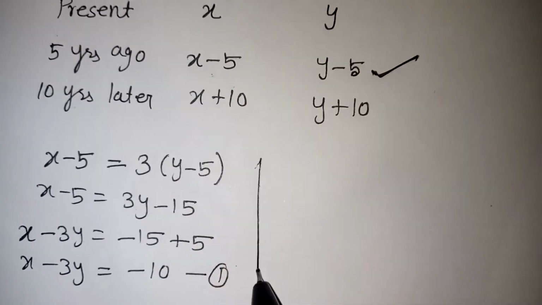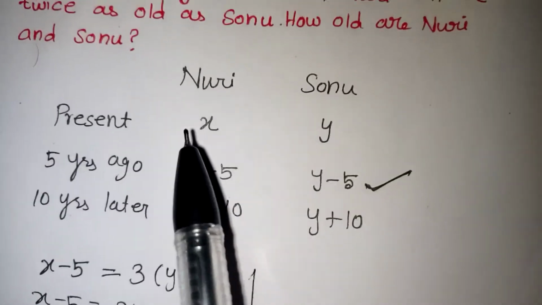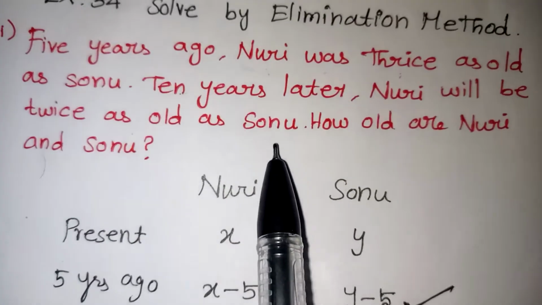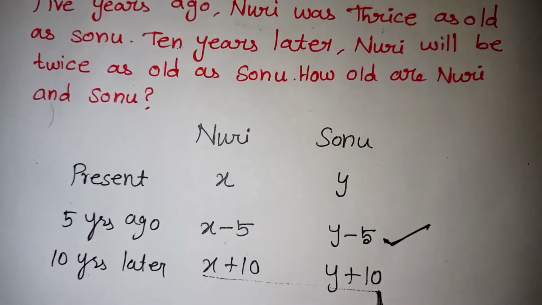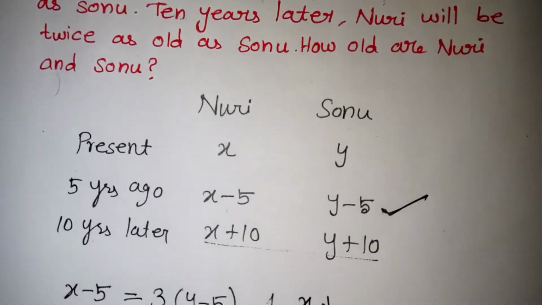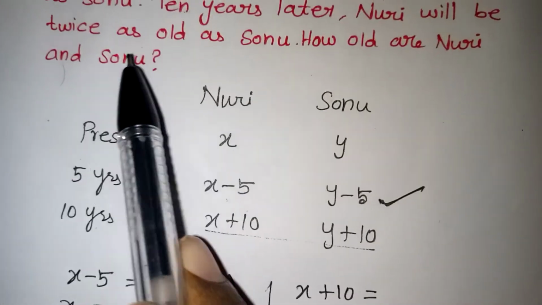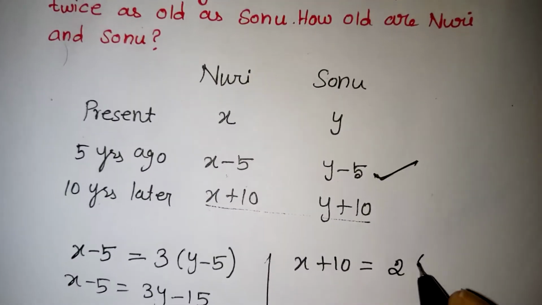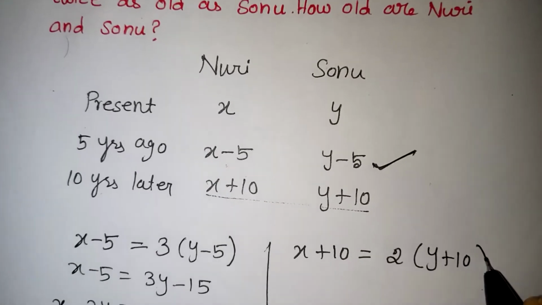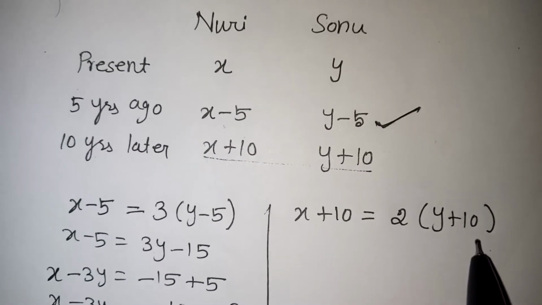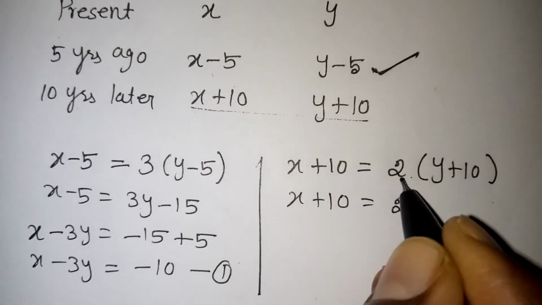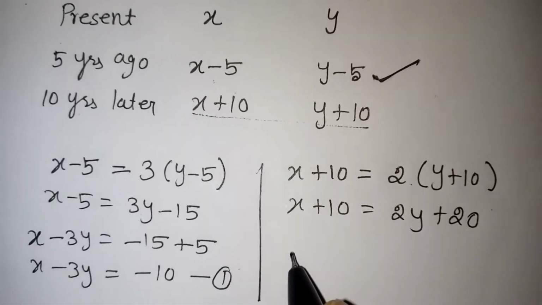Let's go back to the question now. They have given that 10 years later Niru will be twice as old as Sonu, so we have to take this condition. Ten years later Niru's age will be X plus 10, that is twice as old as Sonu. Sonu at that time will be Y plus 10. So X plus 10, and 2 into Y will be 2Y and 2 into 10 will be 20.